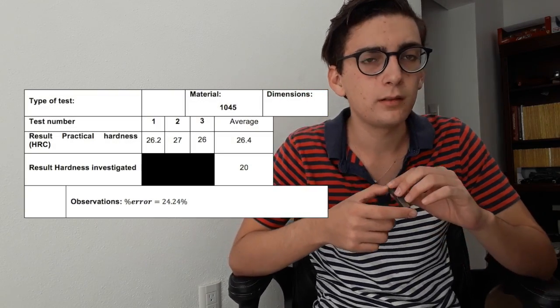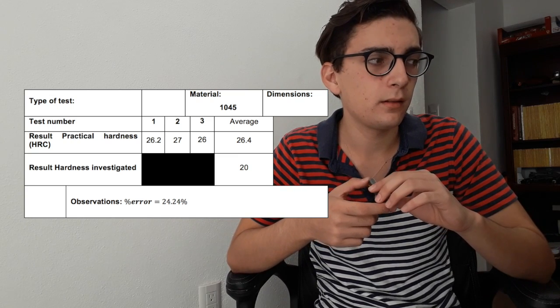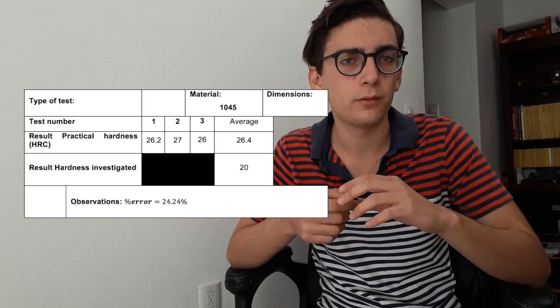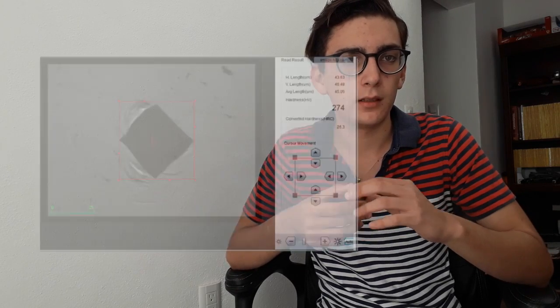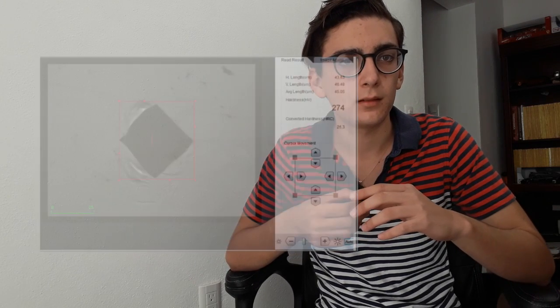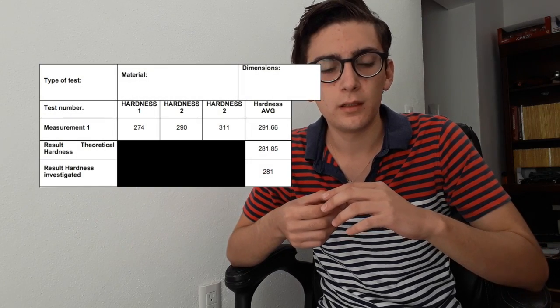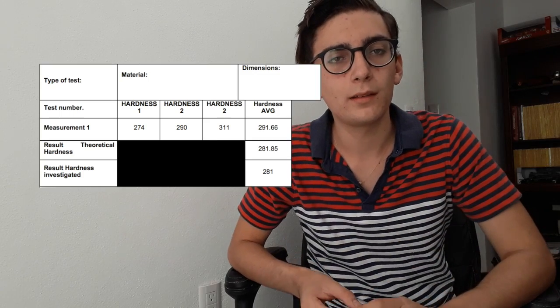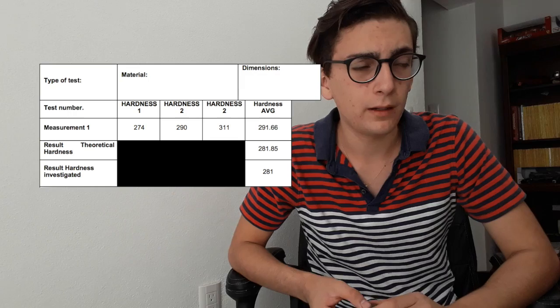For the Rockwell, I got the HRC equal to 26.4, and the investigated one was 20, so the error was 24.24. And finally, for the Vickers, the machine just gives you the results, so I got 291.66 as the HV average hardness, and the investigated one was equal to 281. So finally, I have a net error equal to 3.65.